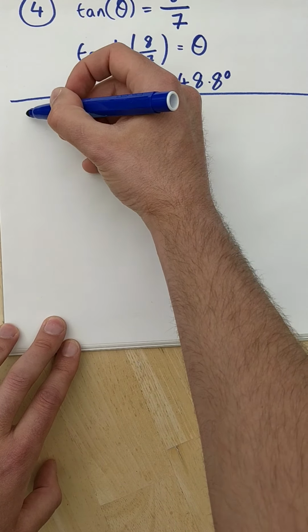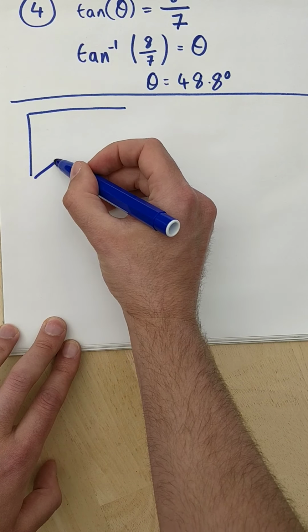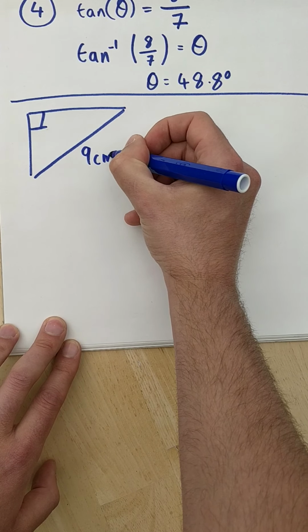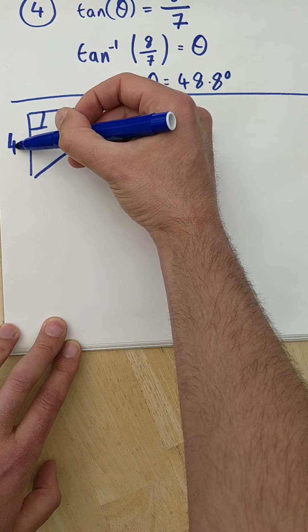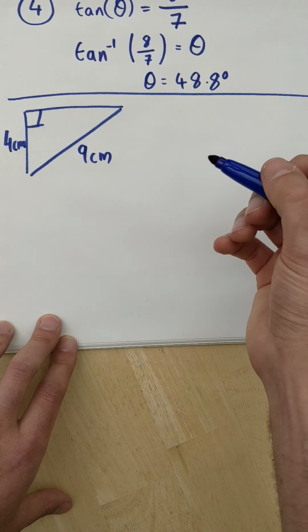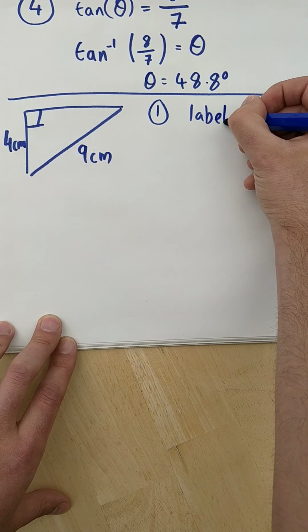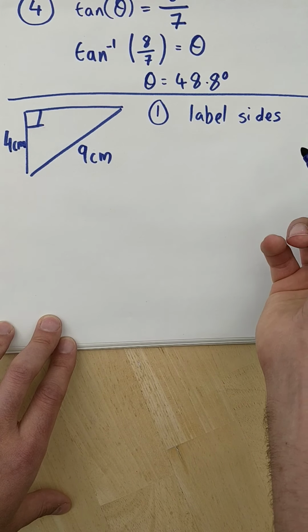So let's say we've got another triangle. Let's make it look a bit different, this one. And let's say this side is 9 centimeters and this one is 4 centimeters. Okay, go through all the steps again. That's what I want you to do every single time. Doesn't matter if it takes a bit longer if you get it right.